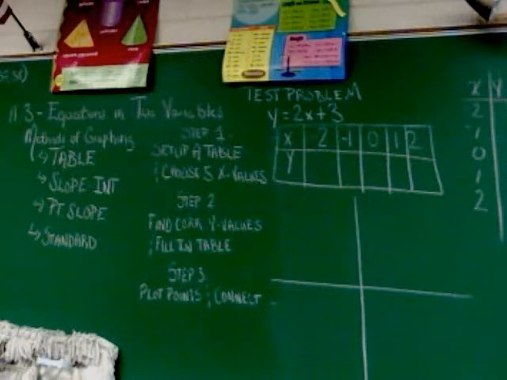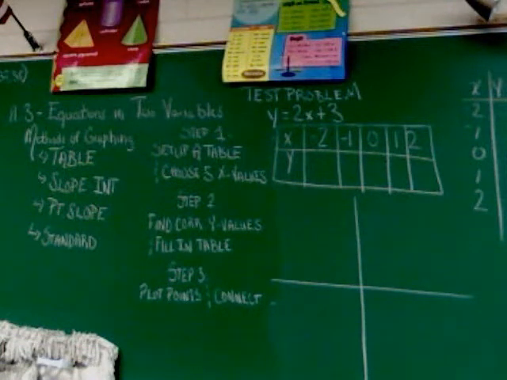What we're doing today is called the table method. It's nothing more than plugging numbers into a table, coming up with points, and graphing the points, which really isn't too bad. But there are some forms that don't require quite as much work. There's slope-intercept form, point-slope form, and standard form.